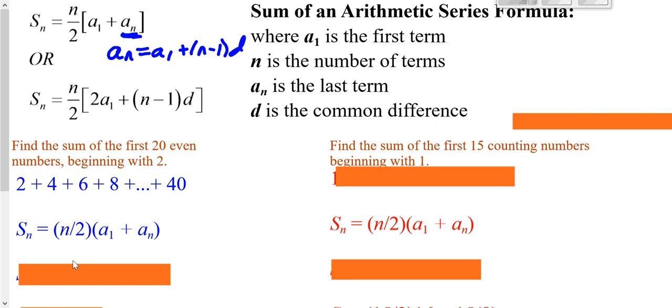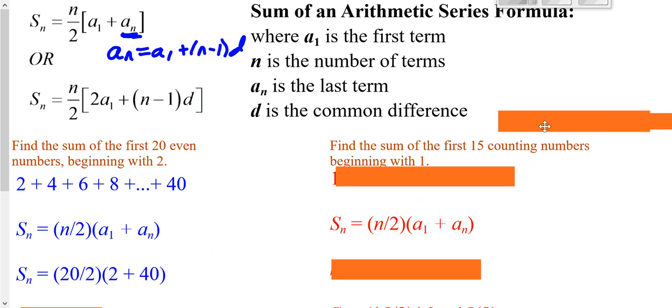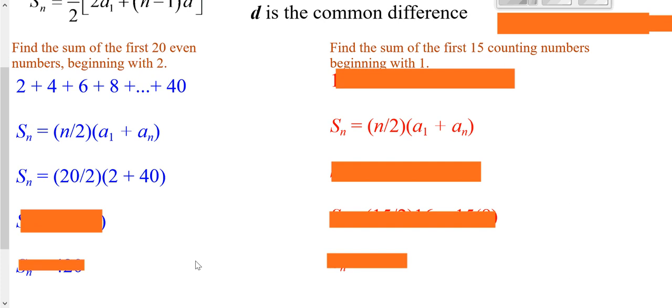So now I have 20 terms I'm adding together, so I know n is 20. A1 is my first term, which I know is 2 from writing this out. My last term I know then is 40. Now, if I hadn't written this out, it would have been a lot harder to see what my first term and my last term were. All I'd have to do now is plug that into my calculator or work it out in my head, would not make a difference, and I get 420.